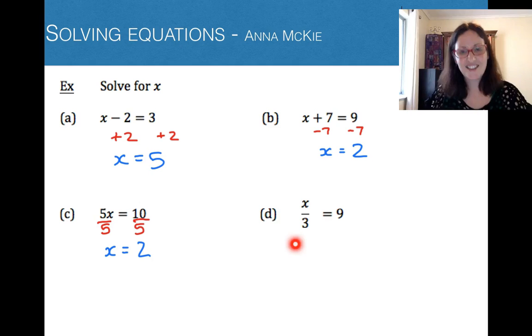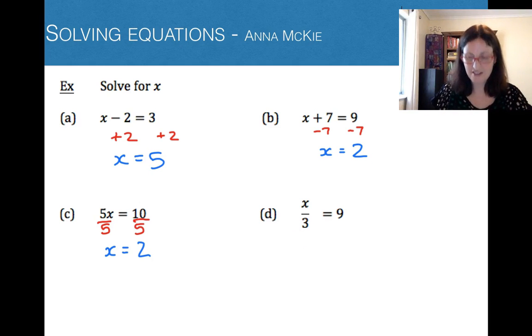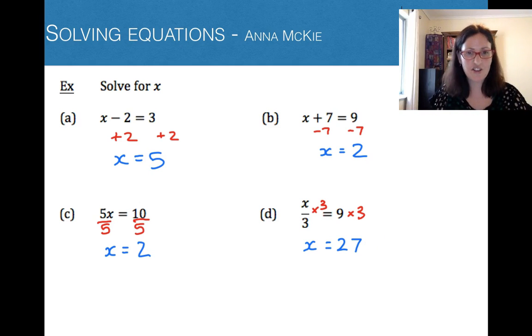Next one over here, we have x over 3, but that's the same as x divided by 3. The inverse of divide 3 is multiply by 3. So what you do to one side, you must do to the other. The 3's have cancelled out on this side, so we're left with x is equal to 27. 9 times by 3.